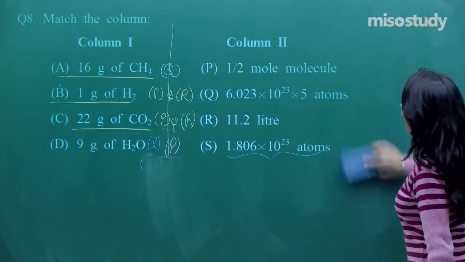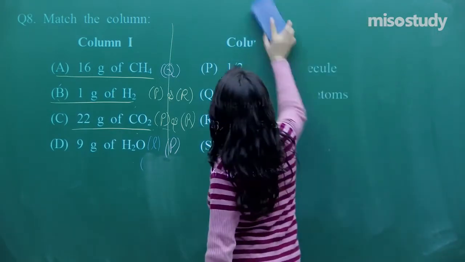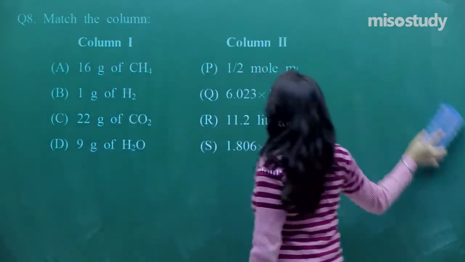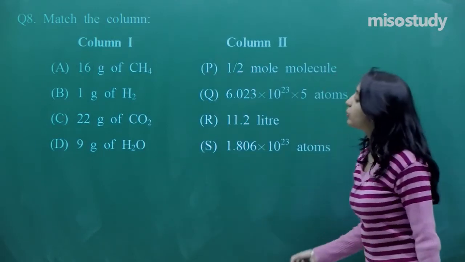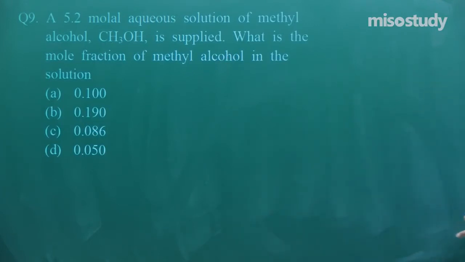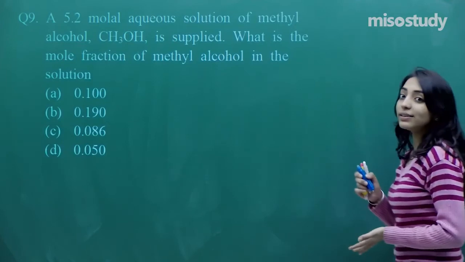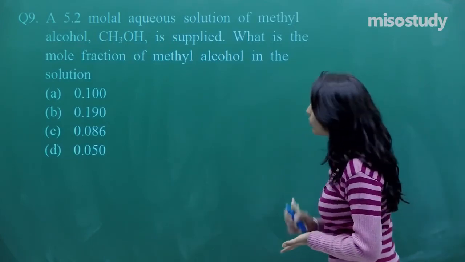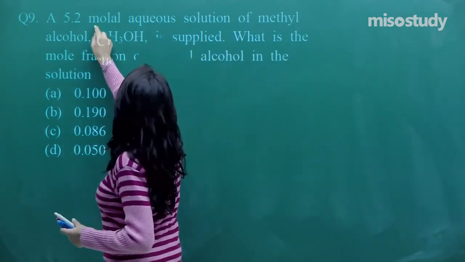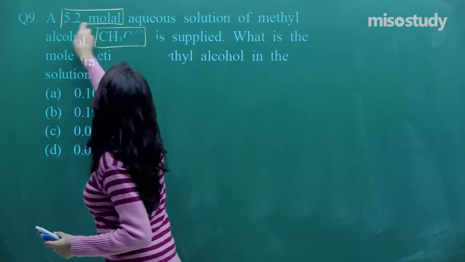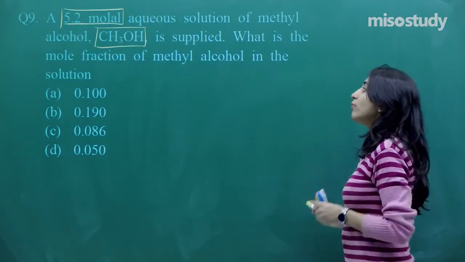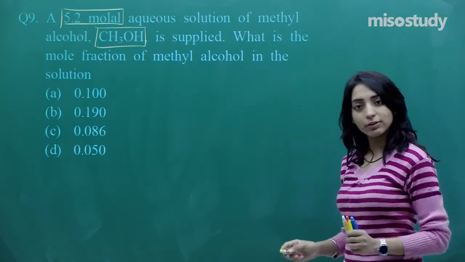So guys, you people are done with question number 8 as well, right? Let us now move on to the next question. And the next question that I have taken for you people is, okay, a 5.2. So the question is, a 5.2 molar aqueous solution of methyl alcohol, which is CH3OH 5.2 molar, is supplied. Okay, it's given to me. What is the mole fraction of methyl alcohol in that particular solution?